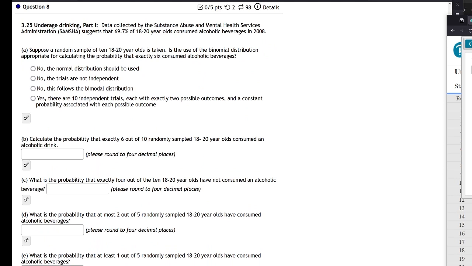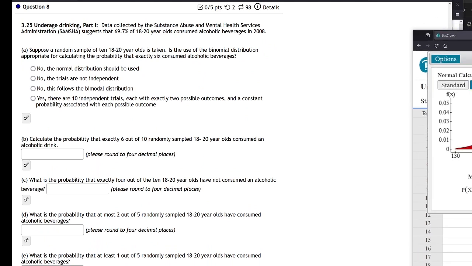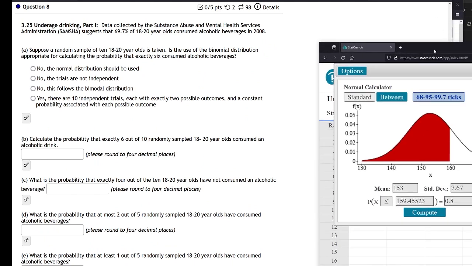Okay, so question number 8 is a little bit different. How do you know it's different? Well, let's read it. Data collected by the Substance Abuse and Mental Health Services Administration suggests that 69.7% of 18 to 20-year-olds consumed alcohol beverages in 2008. Suppose a random sample of 10 18 to 20-year-olds is taken. Is the use of the binomial distribution appropriate for calculating the probability that exactly 6 consumed alcoholic beverages?